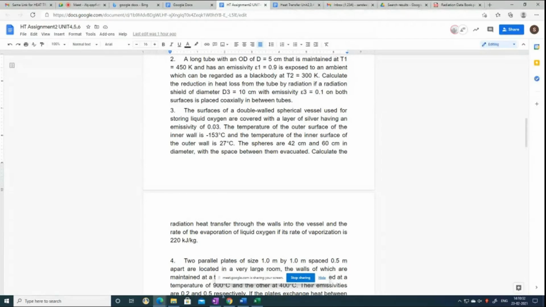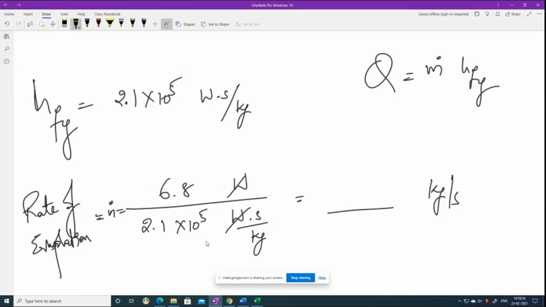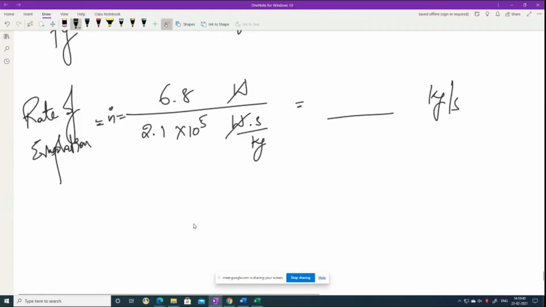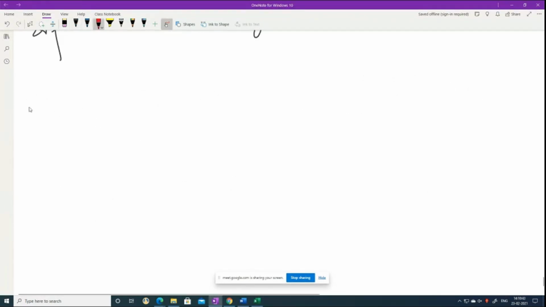Now let's move to our next concept. The next concept is radiosity. Radiosity. Now we shall define what is radiosity.